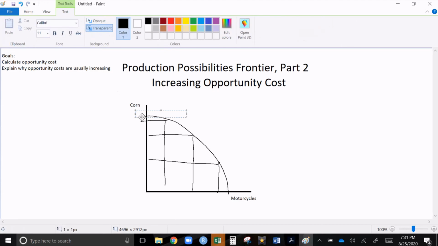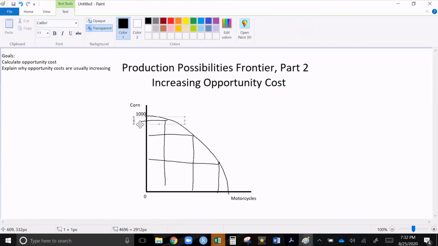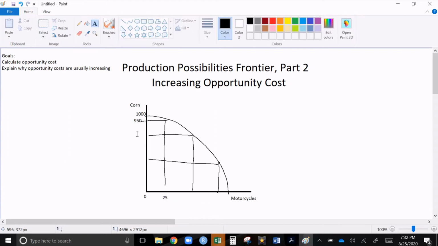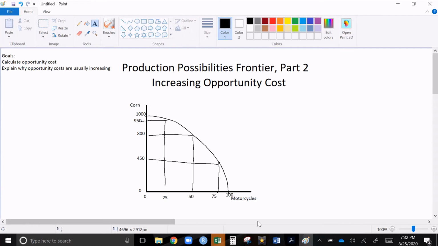So we can either make 1,000 units of corn and no motorcycles, or we can make 950 units of corn and 25 motorcycles, or we can make 800 units of corn and 50 motorcycles, or we can make 450 units of corn and 75 motorcycles, or we could have 0 units of corn and 100 motorcycles. Now, this isn't to scale and it's not very artistic. This is a low budget video, but it should hopefully get the point across.